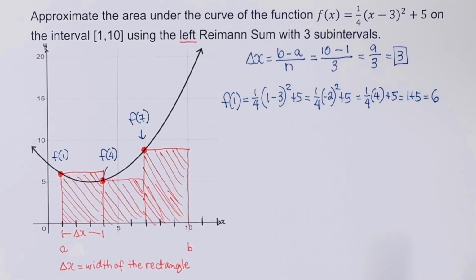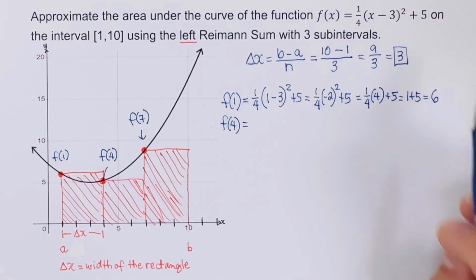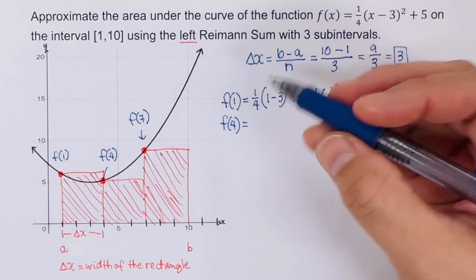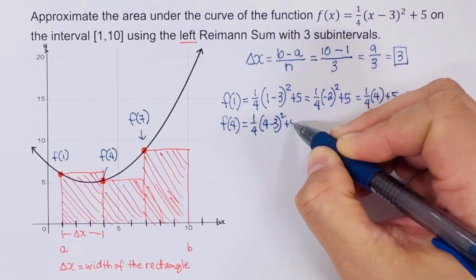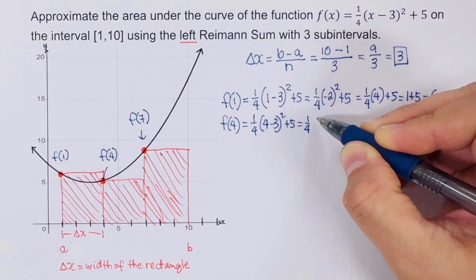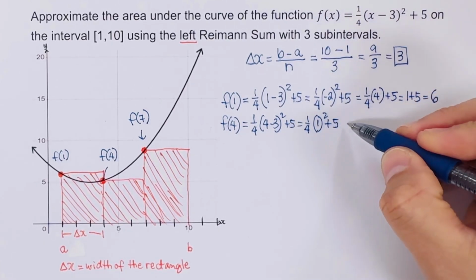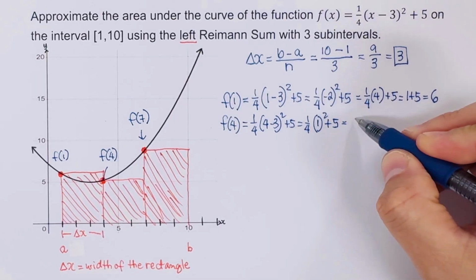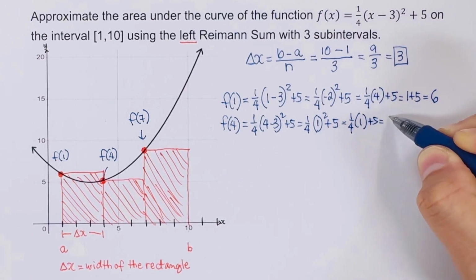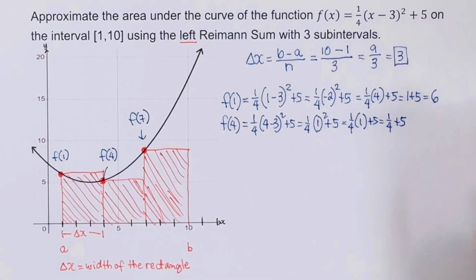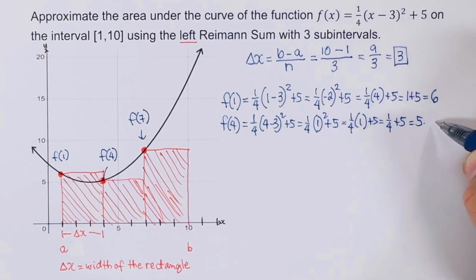Now let's solve for the height of the second rectangle, which is f of 4. So we do the same thing. We are going to plug in 4 to the x. So that would be 1/4 times 4 minus 3 squared, plus 5. So that is 1/4 times 4 minus 3 is 1, squared, plus 5, which is going to be 1/4 of 1 plus 5, pretty much like 1/4 plus 5. So 1/4 is 0.25, plus 5 is 5.25.